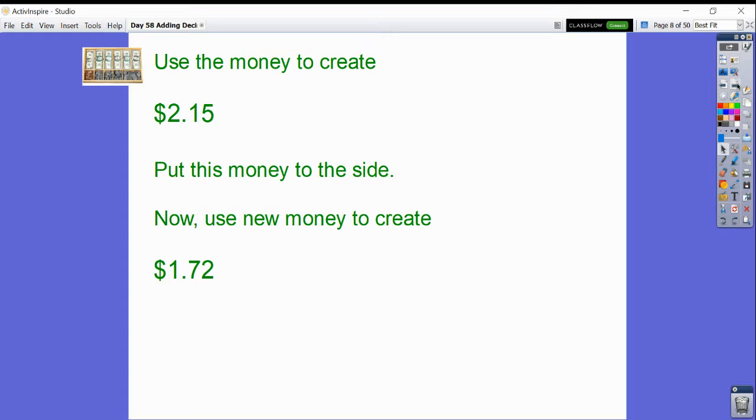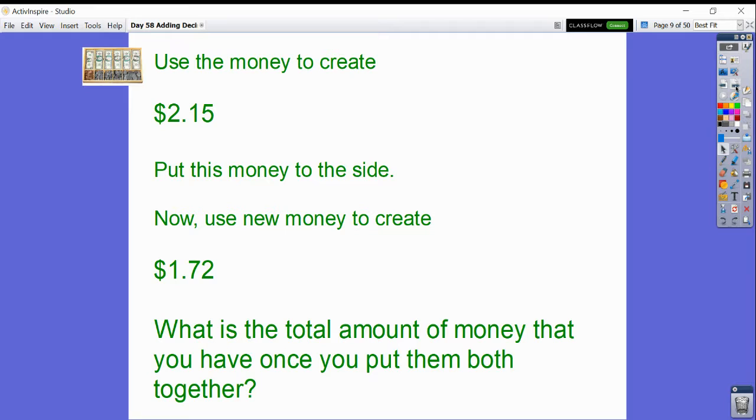Okay, if I put this money to the side and now I use new money to create 1 and 72 hundredths, or $1.72. Well, if I combine this amount and I put them together, I can add the things that are alike. I can add the pennies, I can add the dimes, and I can add the dollars.